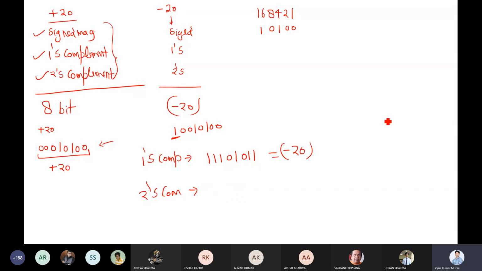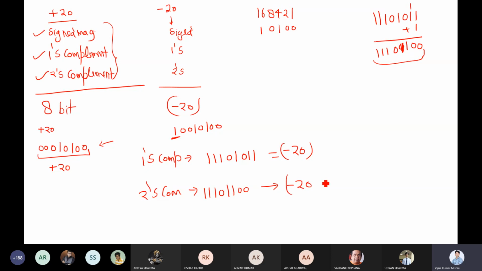So what will be the 2's complement? Let me take it separately here: 1 1 1 0 1 0 1 1. I will add 1 to it. 1 plus 1 gives 0, carry 1; 1 plus 1 gives 0, carry 1; and again, 1 0 1 1 1. So this becomes 1 1 1 0 1 1 0 0. This is the minus 20 representation in 2's complement.